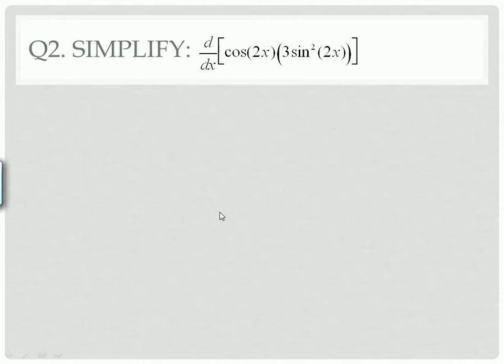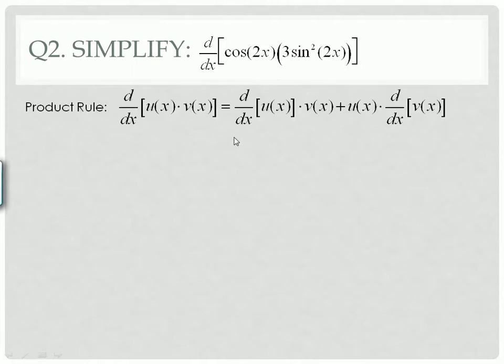And to take this derivative, we're going to use two rules. We have the product rule, which says that the derivative of a product of two functions, u and v, is equal to the derivative of u times v plus u times the derivative of v. And we're going to use a chain rule.